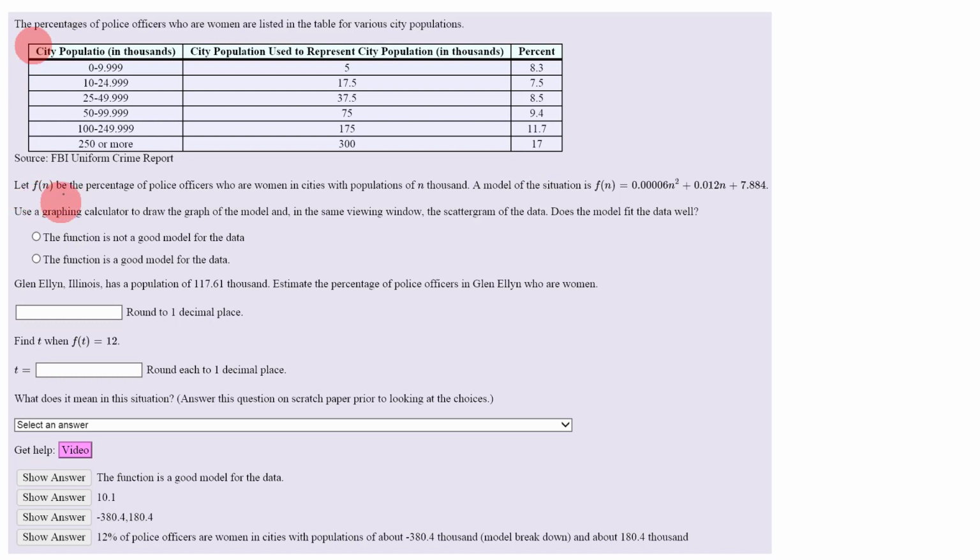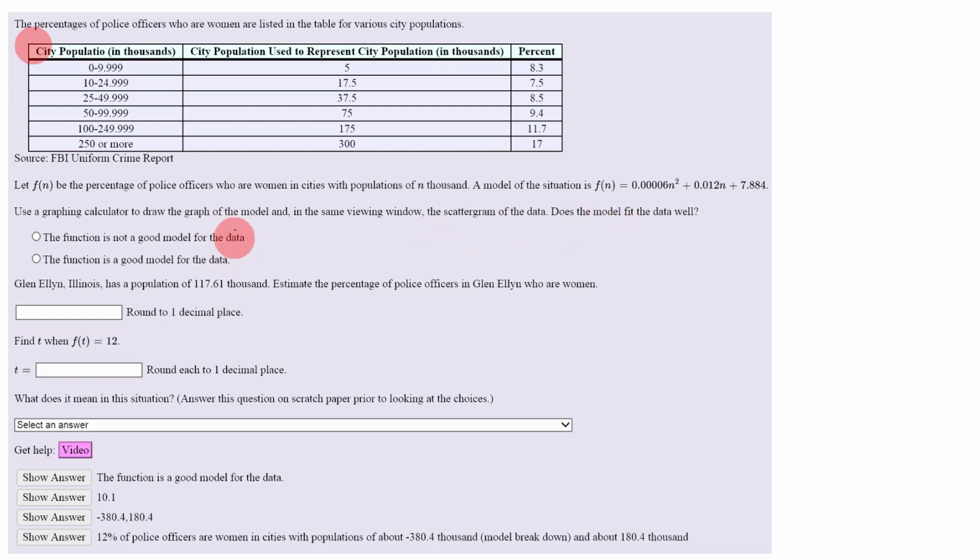Let f of n be the percentage of police officers who are women with populations of n thousand. A model of the situation is f of n equals 0.00006n squared plus 0.012n plus 7.884. Use a graphing calculator to draw the graph of the model and, in the same viewing window, the scattergram of the data. Does the model fit the data well?